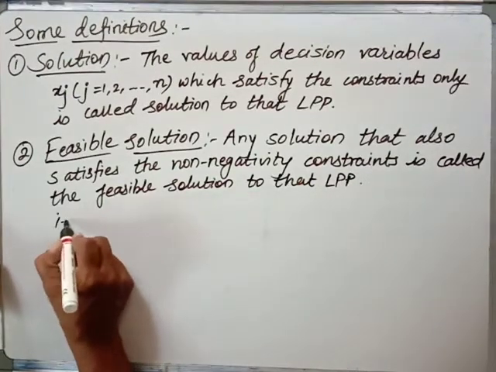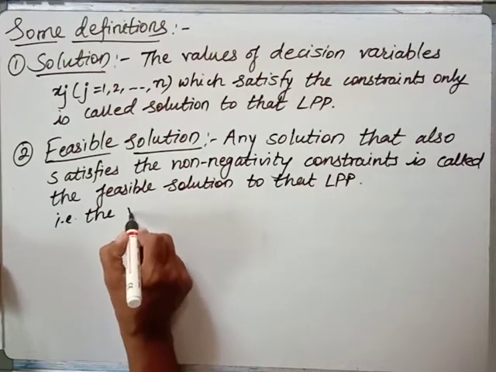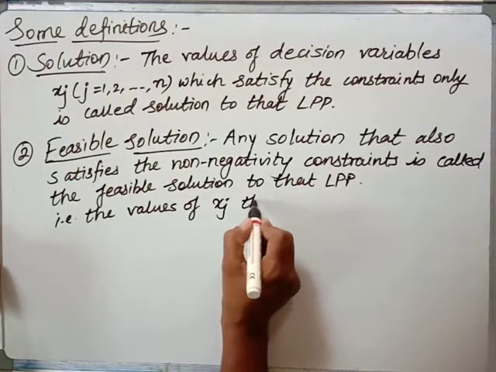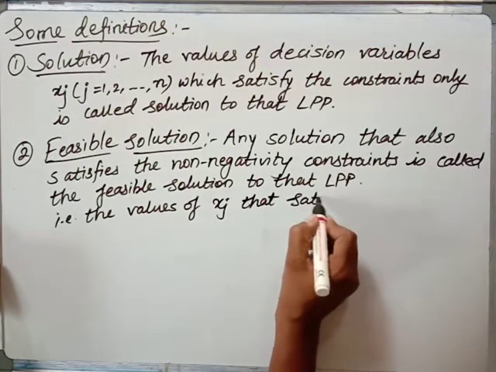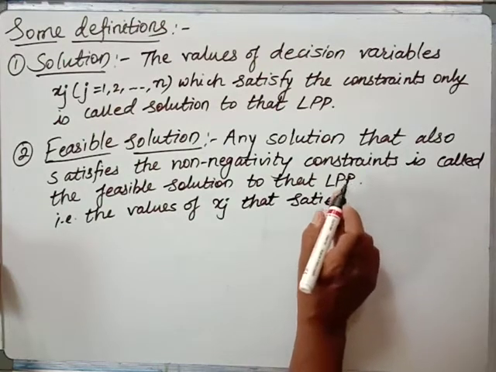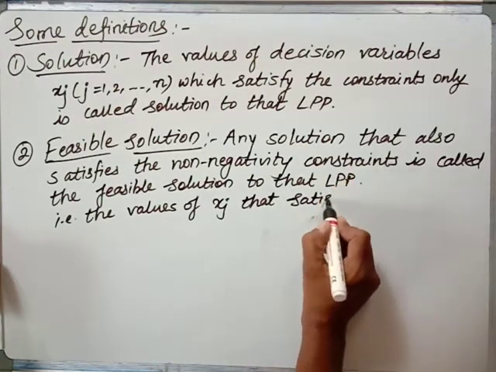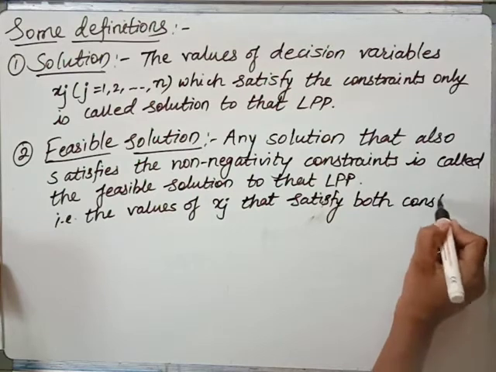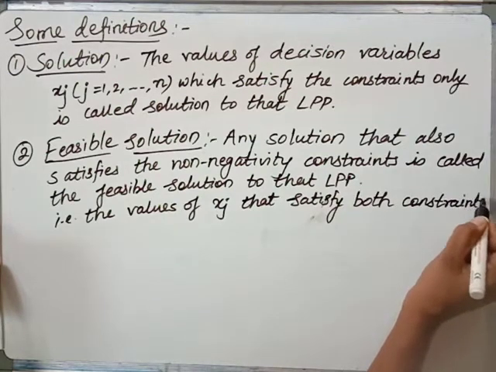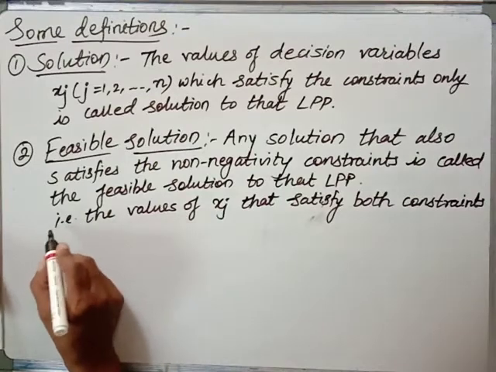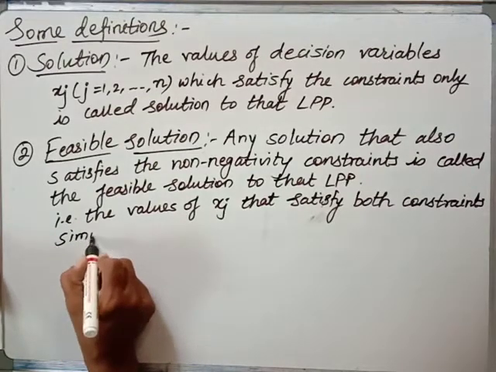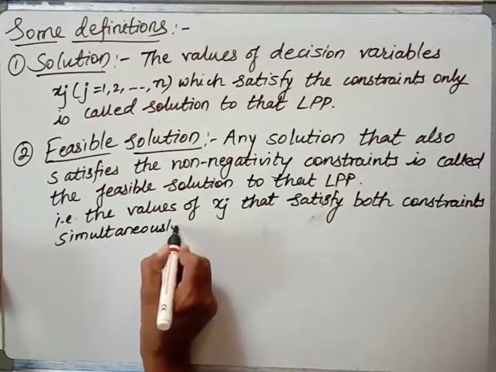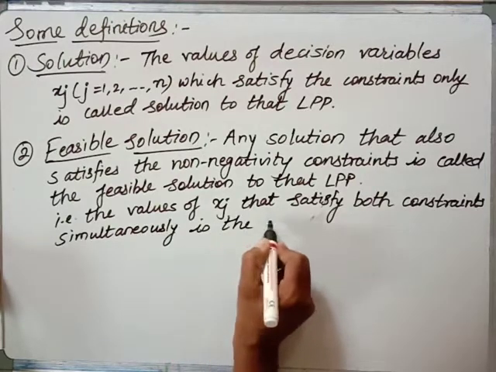That is, the values of xj that satisfy both types of constraints, meaning the given constraints as well as the non-negativity constraints, simultaneously, is the feasible solution.